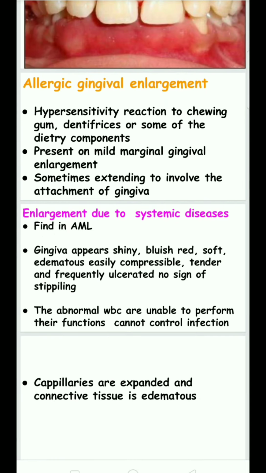Next, enlargement due to systemic diseases, that is acute myeloid leukemia. Found in acute myeloid leukemia. In this condition, there is proliferation of WBCs, but this abnormal WBC is basically weak. There is no use in defending against the bacteria. So the gingival enlargement occurs. The bacteria easily affect the gingiva. As a result, gingival enlargement occurs.